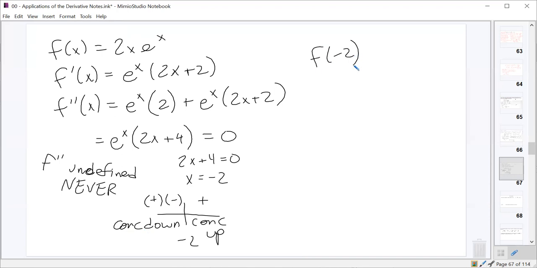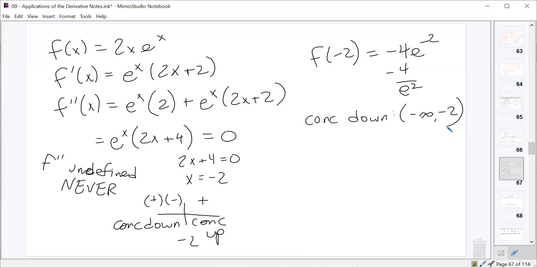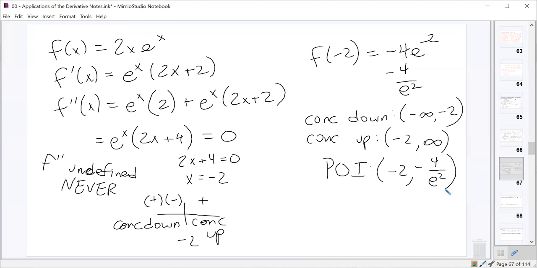So we do have a point of inflection at -2, which means we'll need to find f of -2, which appears to just be -4 e to the -2, or -4 over e squared. So we'll state that this is concave down on the interval -infinity to -2, and it's concave up on the interval from -2 to infinity. And we have a singular point of inflection at -2, -4 over e squared, which we'll need to plot.